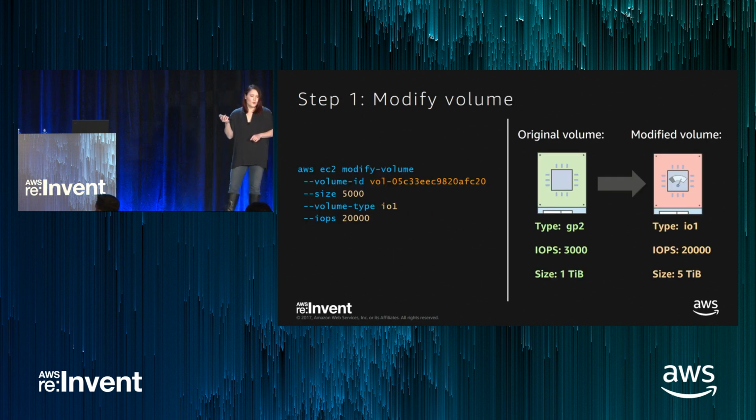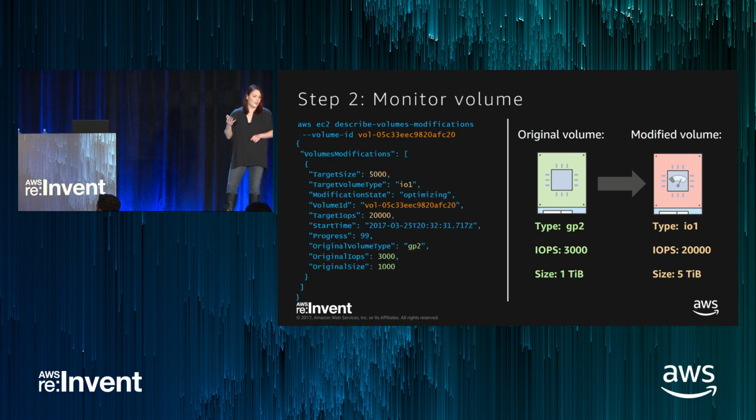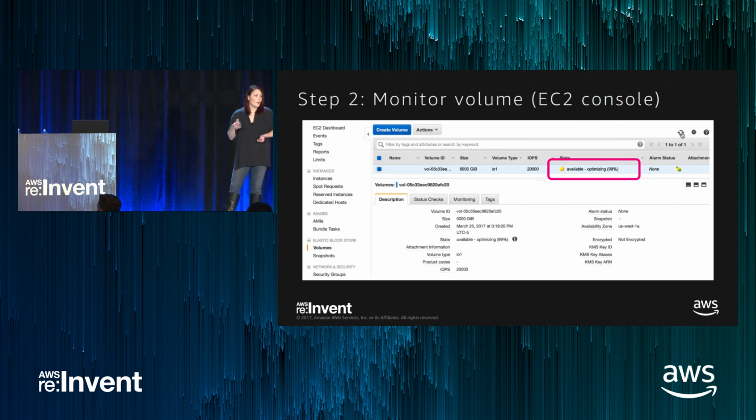So you modify the volume using the EC2 modify volume command. Here I'm going from a 1 terabyte GP2 volume to a 5 terabyte IO1 volume with 20,000 IOPS. I use the describe volumes modifications command to get the status of my modification. I can see everything about it, what state it's in, how far along it's in. You'll notice that you really quickly go from the modifying state within a few seconds to the optimizing state. Once you're in the optimizing state, you've got the additional storage, and you can go ahead and resize your file system.